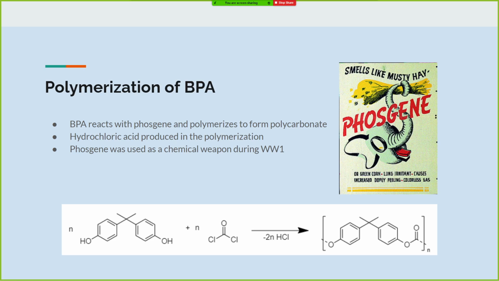So in the presence of a base, the bisphenol A will have its protons stolen by the hydroxyl groups. This makes the BPA monomer negatively charged, so it attacks phosgene's slightly positively charged carbon. This makes a chloroformate. And then the process repeats itself until you form a polycarbonate.